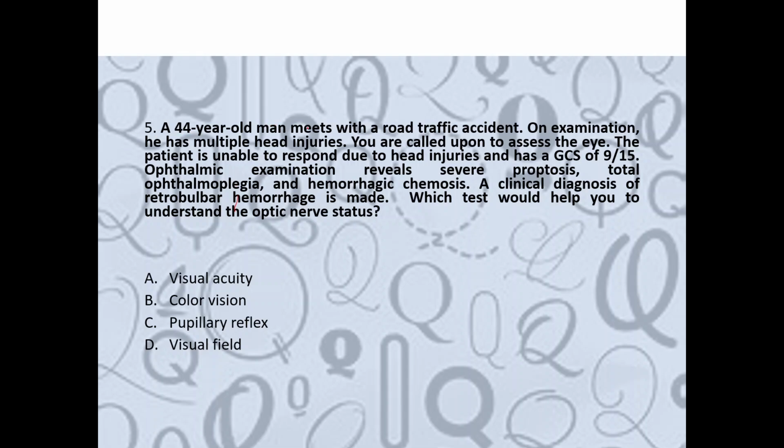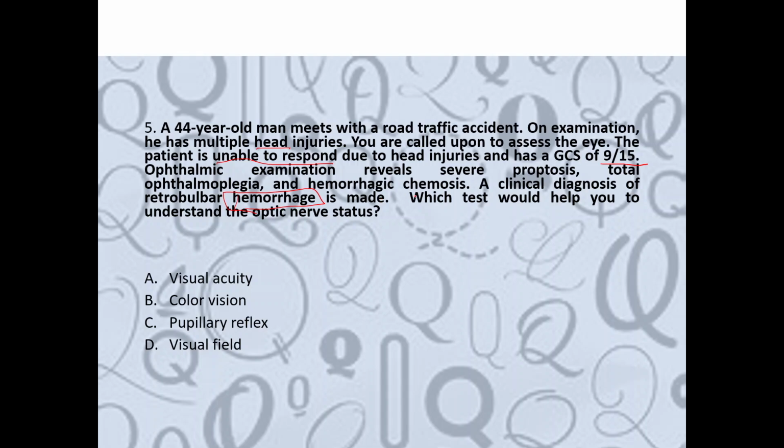A 44-year-old man meets with a road traffic accident. On examination, he has multiple head injuries. So you are called upon to assess the eye and he is unable to respond. So the patient here is not conscious because he has a low GCS score. Ophthalmic examination reveals severe proptosis, total ophthalmoplegia and hemorrhagic chemosis. So a clinical diagnosis of retrobulbar hemorrhage is made. So they have already given you a clinical clue that there is a hemorrhage in the retrobulbar chamber. So what is the problem here? The problem is the optic nerve lies within the compartment and can get injured if the pressure is very high.